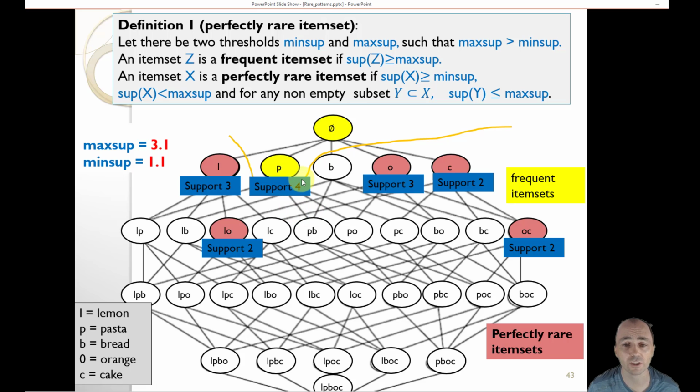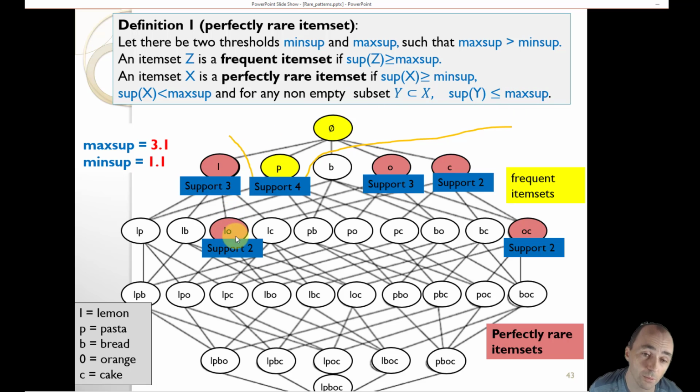So here we can see, for example, if we look at lemon orange, the support is 2. To be a perfectly rare item set, lemon orange must have a support at least equal to the minimum support, which is 1.1. So this is okay. Now if we look at the second condition, any non-empty subset included in lemon orange must have a support less than or equal to the maximum support.